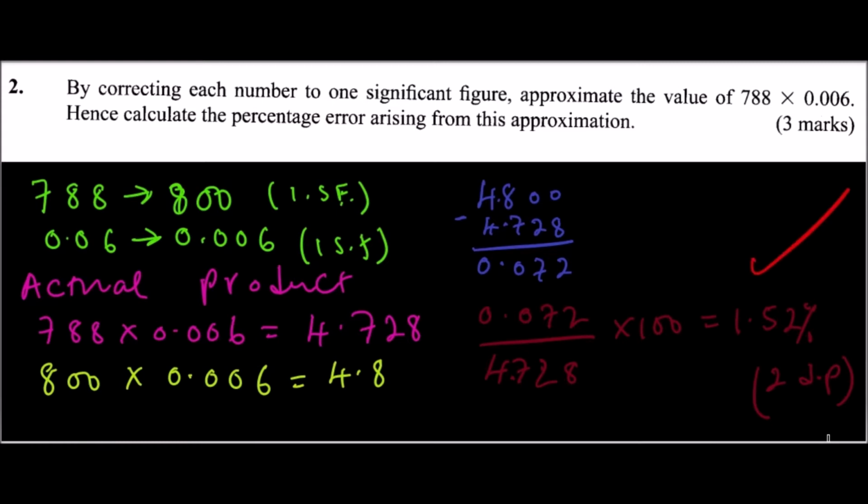So of the 3 marks, you get 1 mark there. Then you get 1 for getting the product and the difference, and then you get 1 for the answer. So that is how you get those 3 marks.